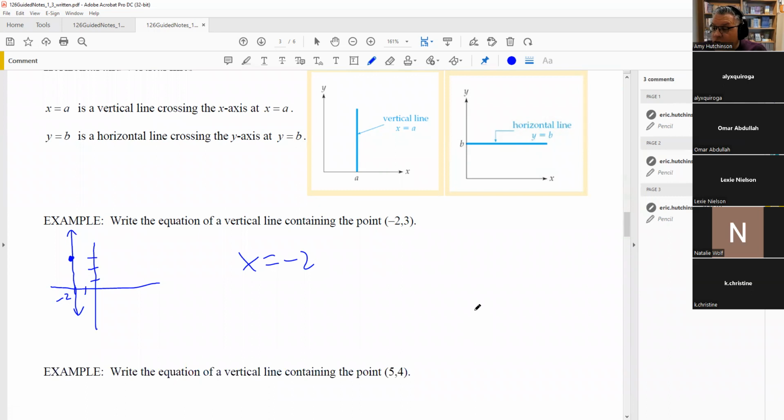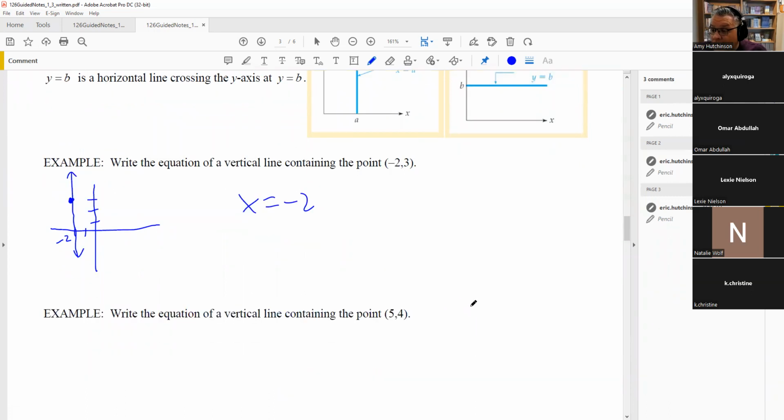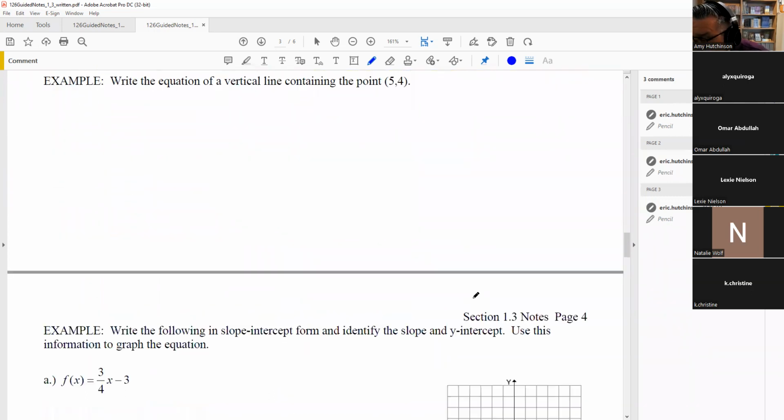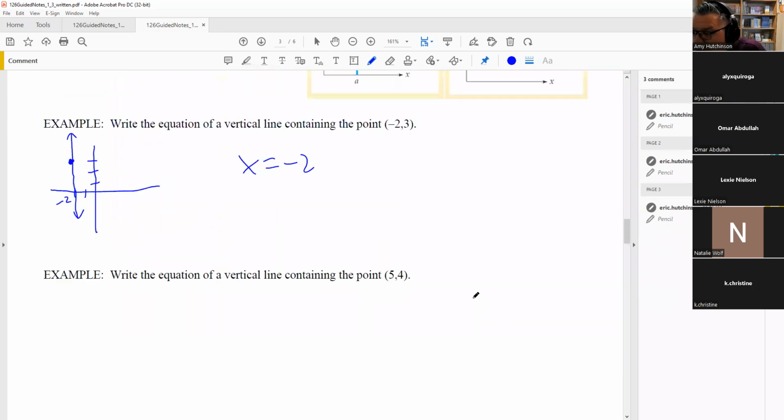Well, let's do a horizontal line as well. Actually, this one, you know what? This is a typo. Apologize. This actually should have been horizontal. So we're going to do a horizontal line instead. We already did vertical up here, so let's do horizontal down below, something different.